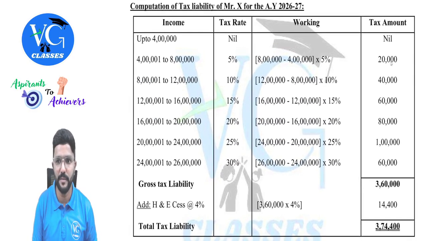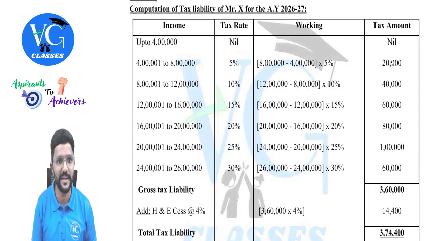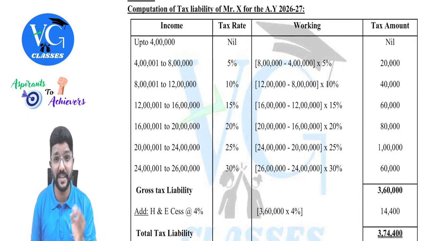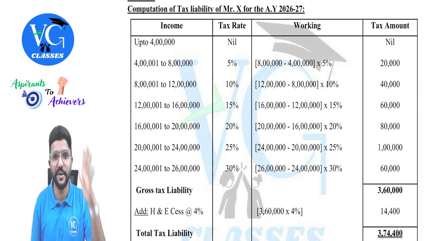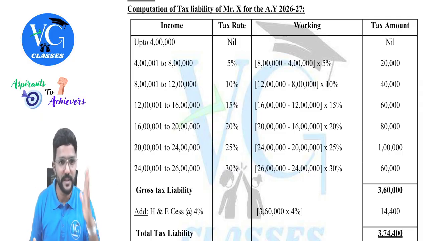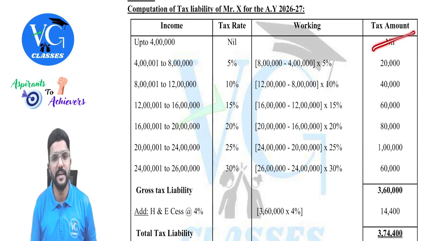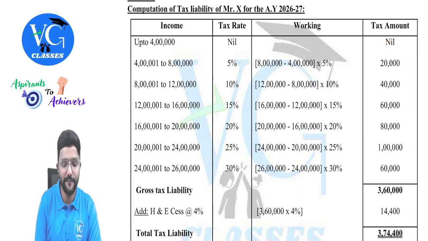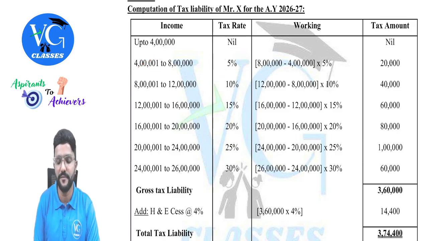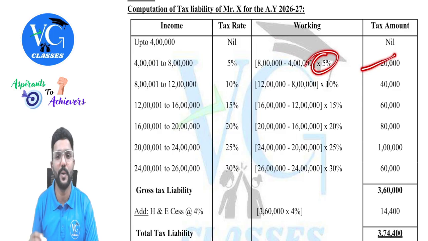Please observe. I will be going a little fast, guys. This is not the regular class, so obviously I need to cover the entire topic within a short period of time. So please support me. Up to 4 lakh, it is nil because it is called the basic exemption limit. Then 4 lakh to 8 lakh, 5%. Find out the difference between upper limit and lower limit. 8 lakh minus 4 lakh, you will get 4 lakh into 5%, 20,000.